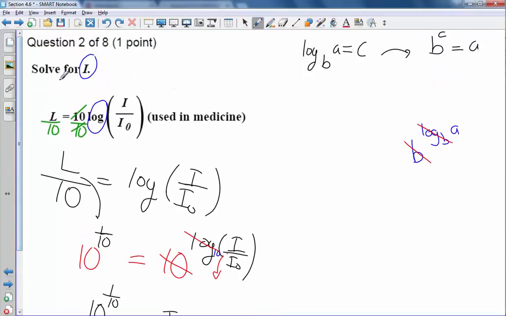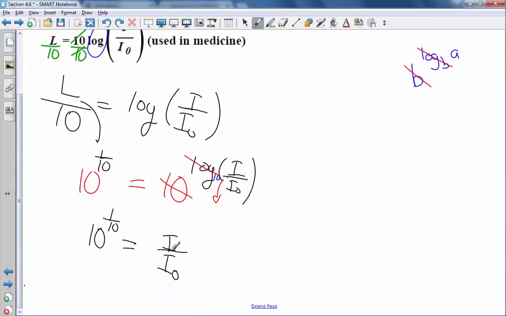Why do I dislike that I sub 0? Because look, solve for means isolate. You will keep going until you get I by itself. I don't like to see I sub 0. So how do you cancel I sub 0? By the way, I sub 0 is a number. It stands for a number.